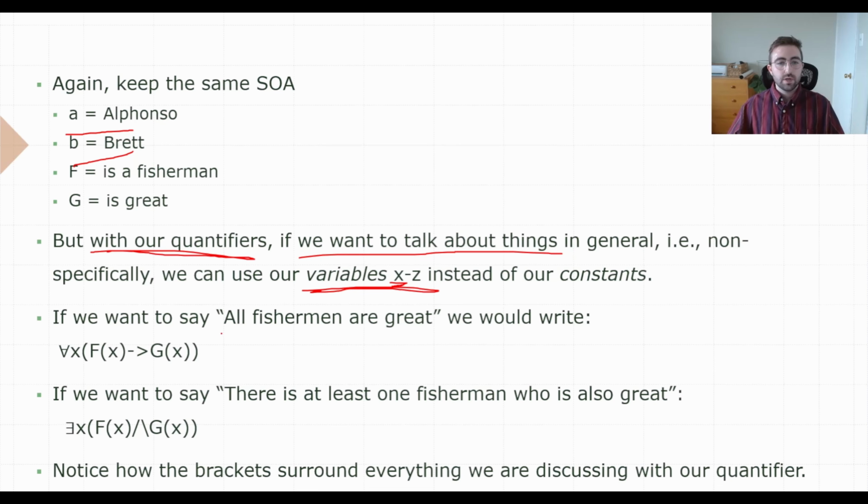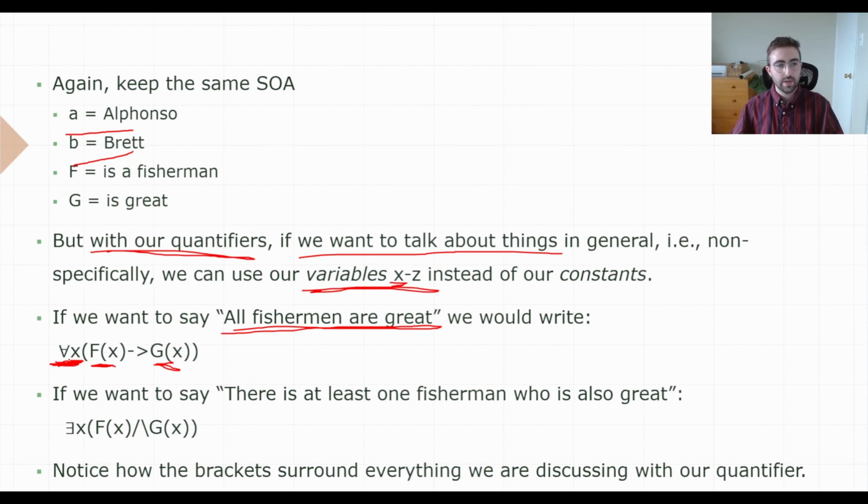So, for example, if we want to say all fishermen are great, we would end up writing, for all x's, for all things, right? This is a variable, so it's non-specific. If it's a fisherman, it's going to be great. If it's a fisherman, then it's great. So you can see, since we're talking about a variety of things here, we're not talking about just Alfonso or just Brett or just whoever. We're talking about everything. If it's a fisherman, it's great.